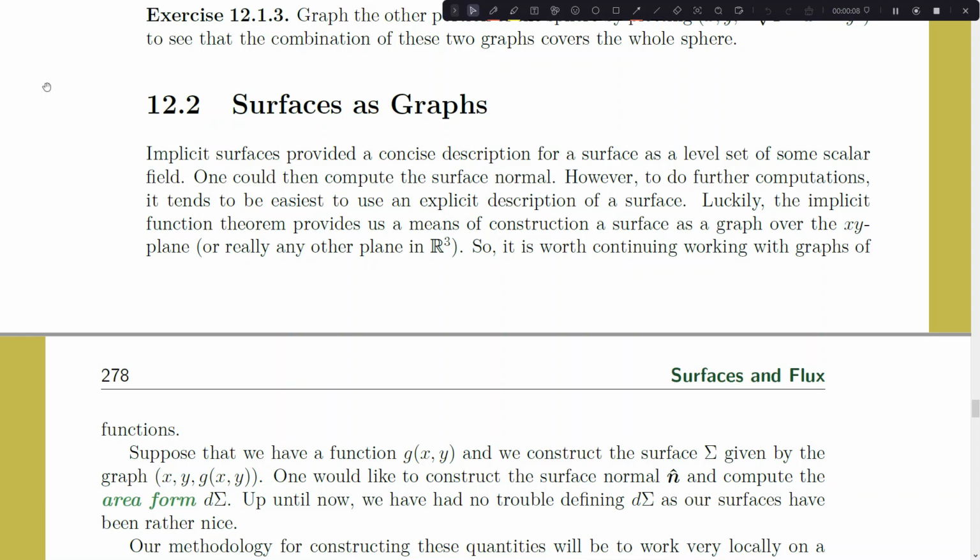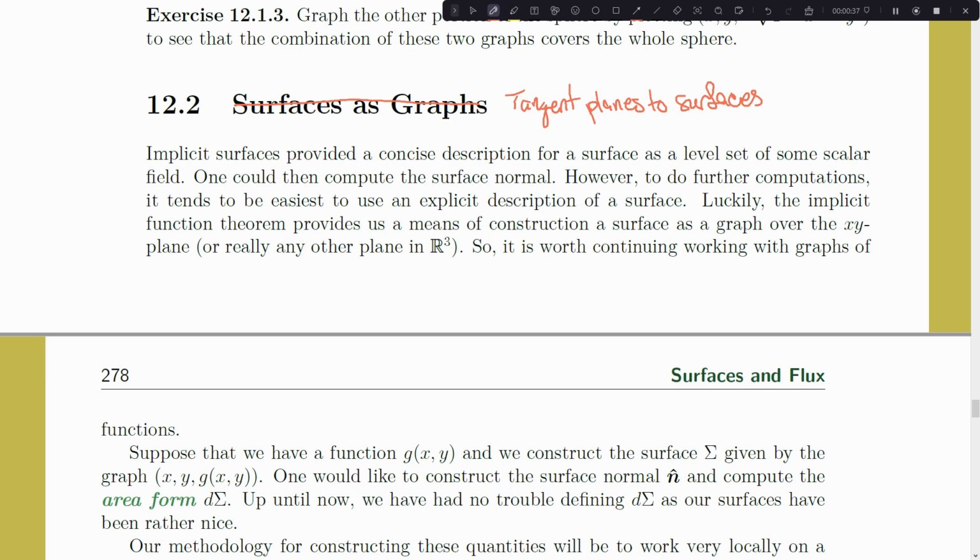Okay, welcome back. We're moving on to section 12.2. This is called Surfaces as Graphs. I don't think that's a very useful title. We're basically talking about tangent planes today, so I would probably call the title here Tangent Planes to Surfaces.